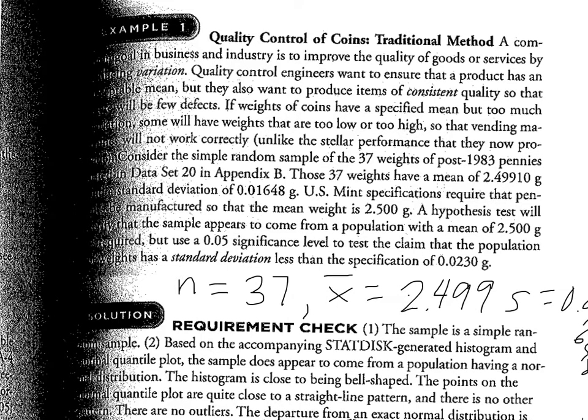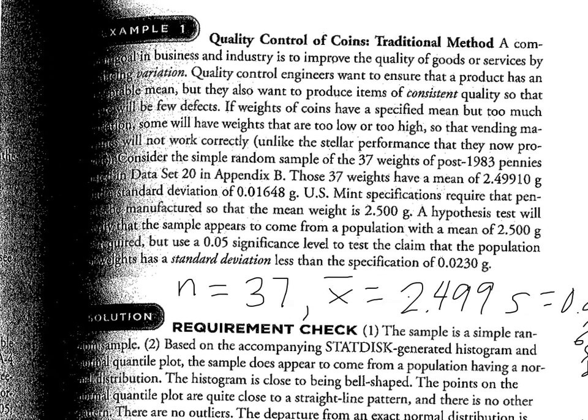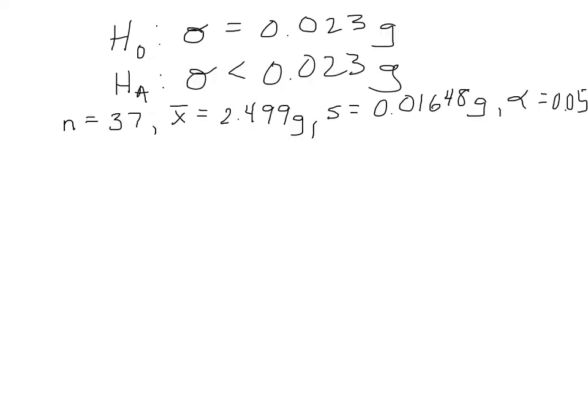That's our test. We are testing that the standard deviation is less than what the mint specifies, and our null is that it is what they want it to be. And this is all the data that we obtained from the sample. So we've got our null and our alternative hypothesis, and our alternative is the one that we're testing.